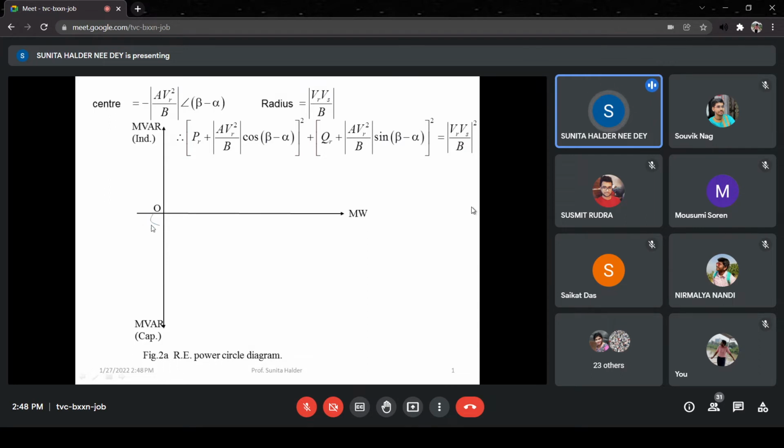Now the center is minus AVR square by B at an angle beta minus alpha. Then we must draw an angle beta minus alpha, right? And we must cut a straight line equal to AVR square by B on the negative side. That's why it is in the third quadrant. If it were only beta minus alpha, then we would draw on this side and cut AVR square by B from here. But it is on the opposite side, so it will be in the opposite direction.